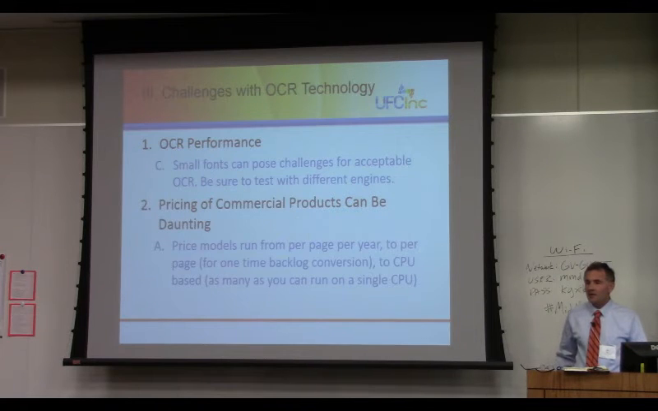Pricing can be daunting of commercial products. We're used to the open source. I want to put a Drupal website up, click, free, done. There's no price to worry about. So they look at a lot of different price models. A lot of them are per page, maybe per page per year. Maybe we look at CPU. You can run all the documents you can per CPU. That might be a couple $1,000 for something per CPU.